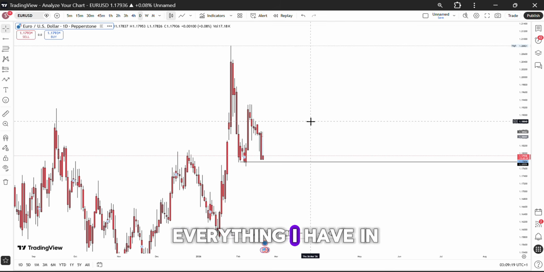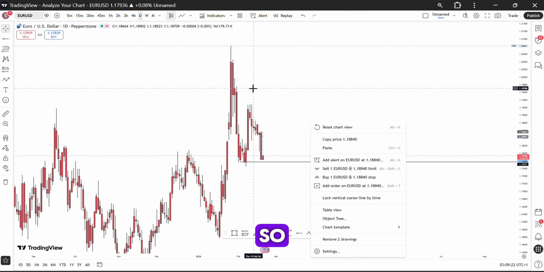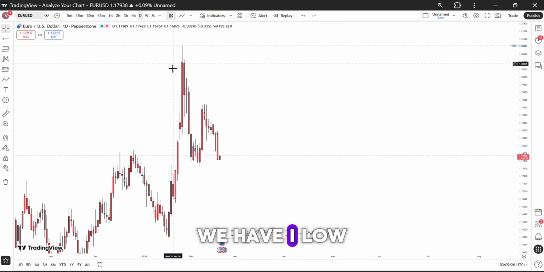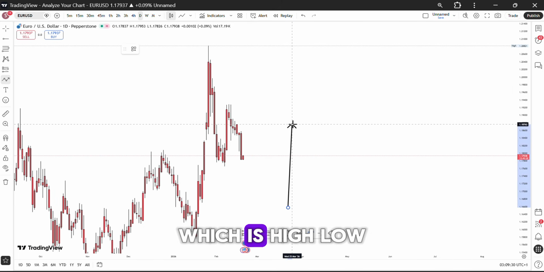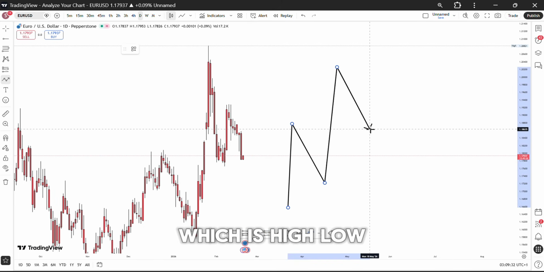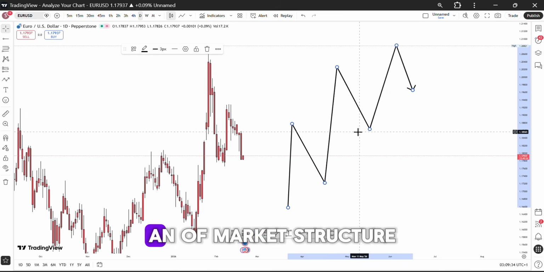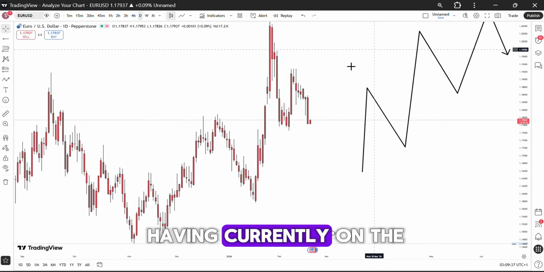Let's go to the daily time frame. So let me clear everything I have on the chart. We have high, low. So you know I'm a fan of market structure, which is high, low, high, low, high. I'm a fan of market structure. So what are we having currently on the daily time frame?